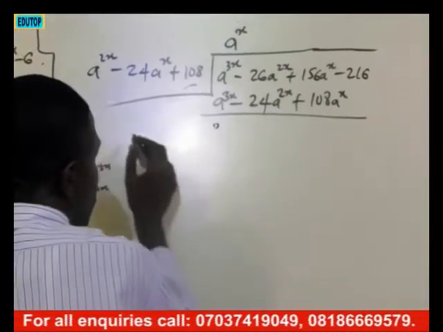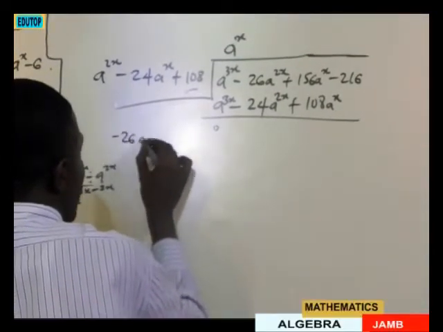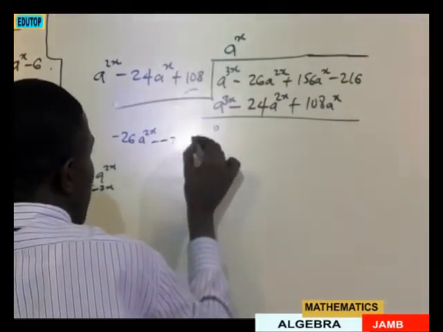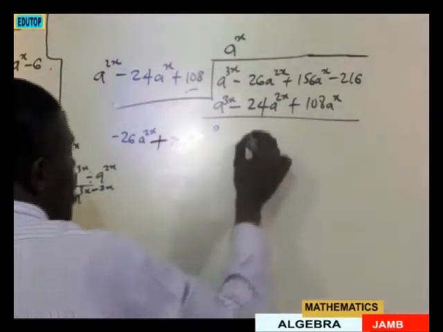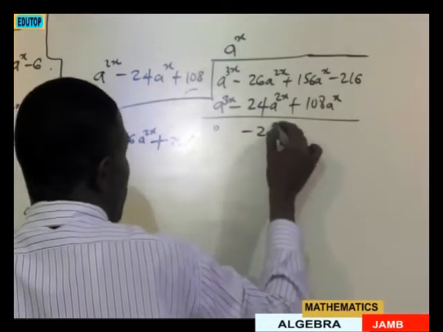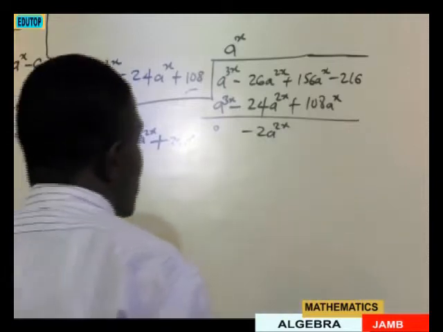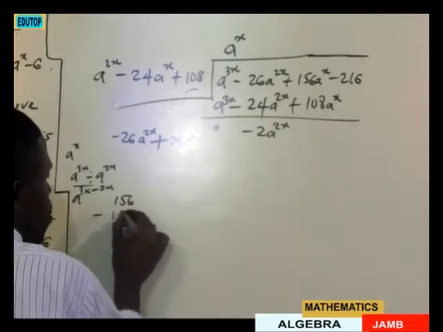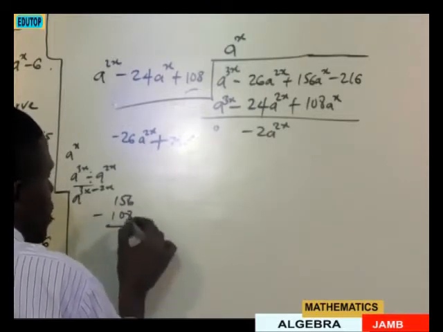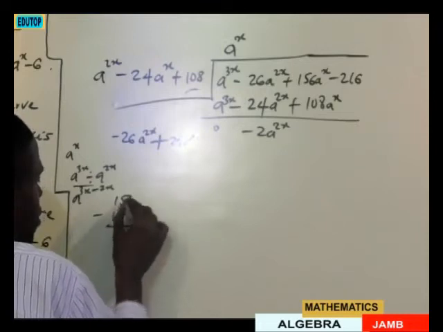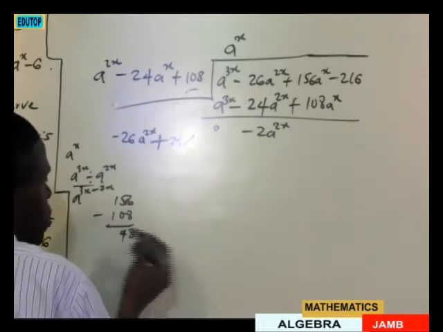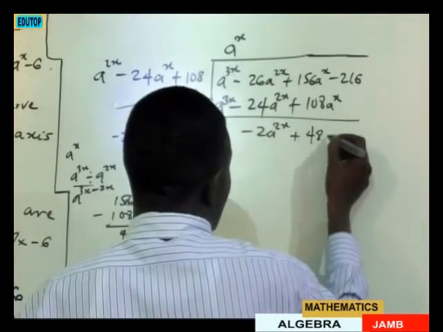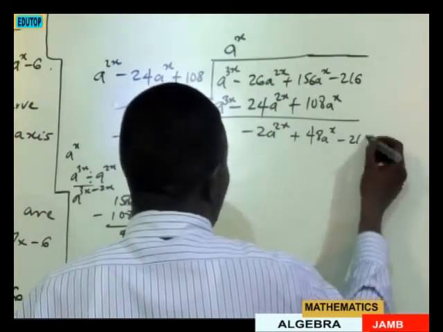This minus this, we have to be very careful. Minus 26 a raised to power 2x minus 24 a raised to power 2x. So this one becomes plus. So that will be minus 2 a raised to power 2x. Take note of that. Then this minus this, that will be 156 minus 108, which will definitely give us 48. So we have plus 48 a raised to power x minus 216.